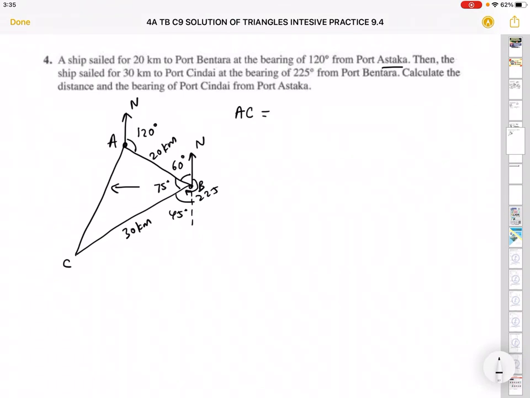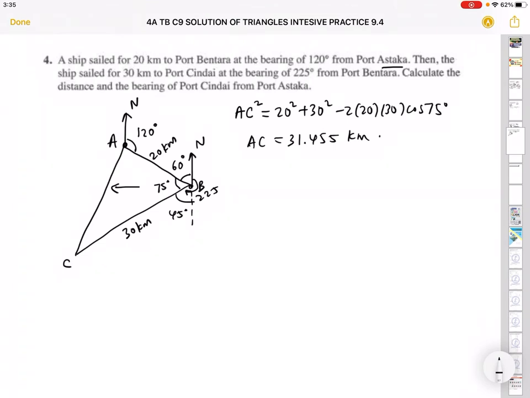So we take AC squared equals 20 squared plus 30 squared minus 2 times 20 times 30 times cos of the angle in between. So my AC is 31.455 kilometers. I just use your calculator. All right, now, but we're not done yet. We also need to find the bearing.